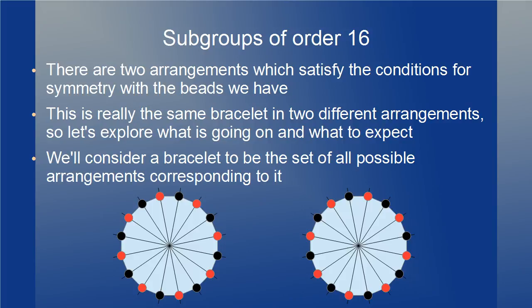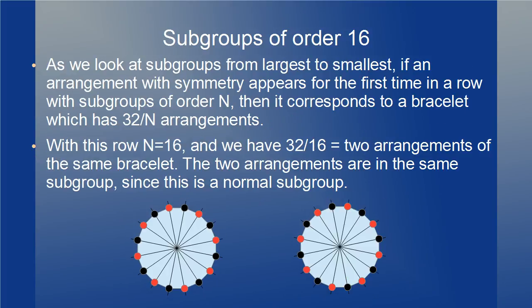Importantly, these equivalence classes will have a number of arrangements which evenly divides the order of the parent group, and for us this means powers of 2, from 1 to 32. Also worth noting is that as we go through the subgroups from largest order to smallest, if an arrangement with symmetry appears for the first time in a subgroup of order n, then it corresponds to a bracelet that has 32 over n arrangements. Here we have 2 arrangements of the alternating bracelet appearing for the first time in a subgroup of order n equals 16. 32 over 16 is equal to 2. These 2 don't necessarily have to appear in the same subgroup, but since this is a normal subgroup, all arrangements of that bracelet are in the same normal subgroup.